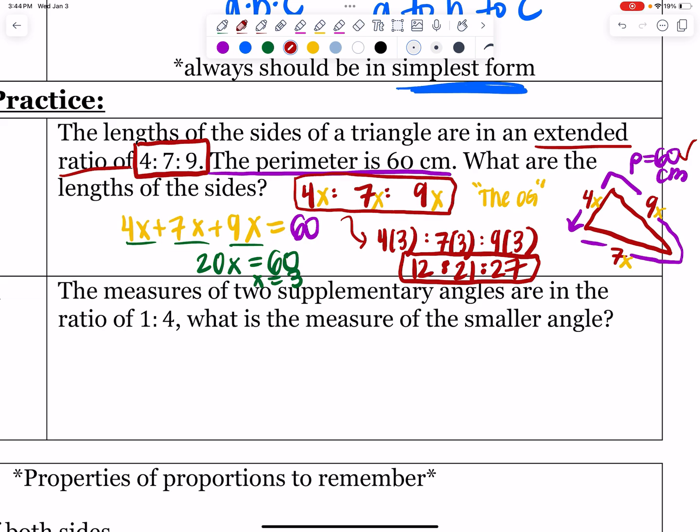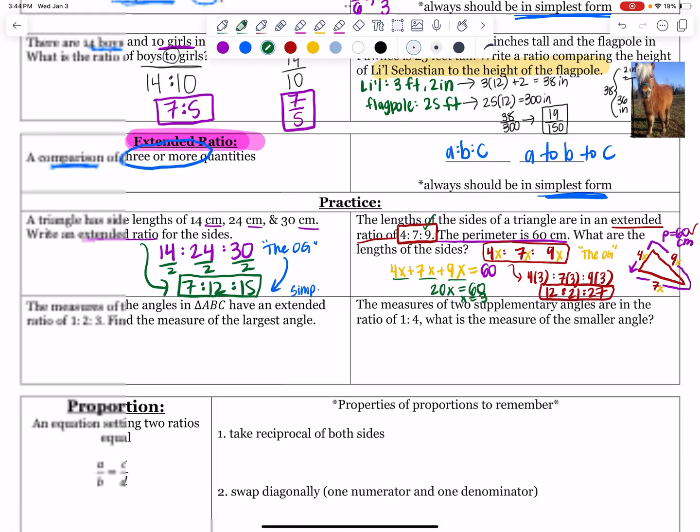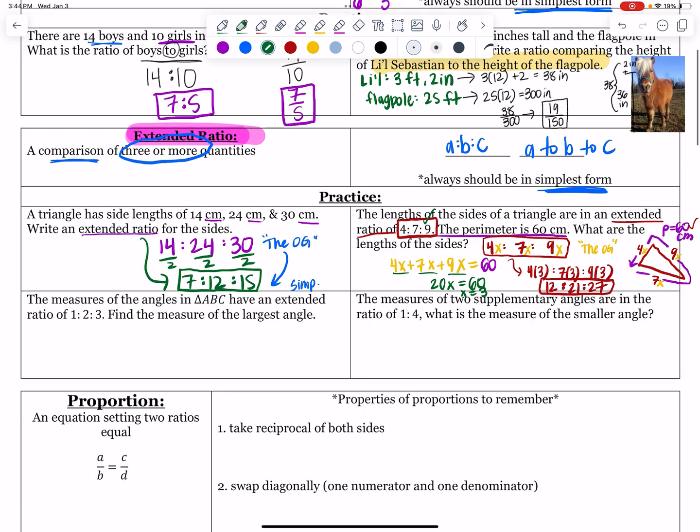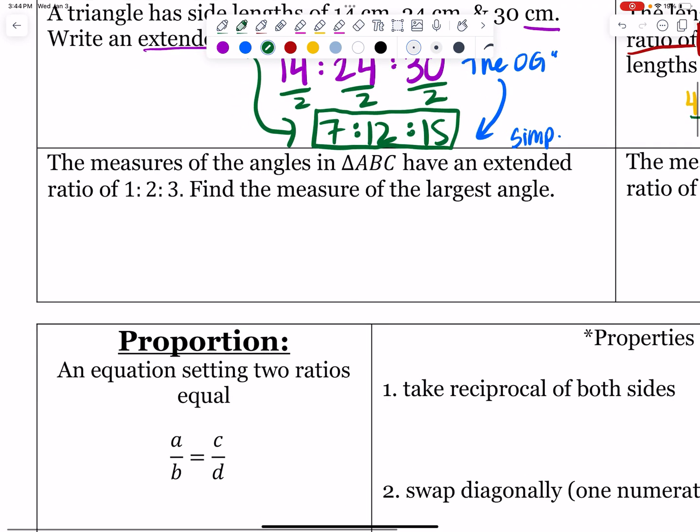So the original side lengths were 12, 21, and 27. That just reduced to 4 to 7 to 9. So we were actually able to find unknown pieces using the extended ratio given and knowing that the perimeter is 60. Okay? The measure of the angles in triangle ABC have this extended ratio of 1 to 2 to 3.